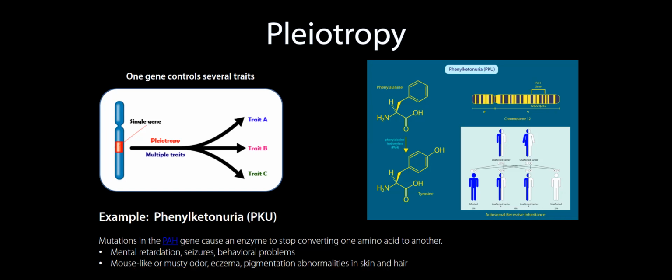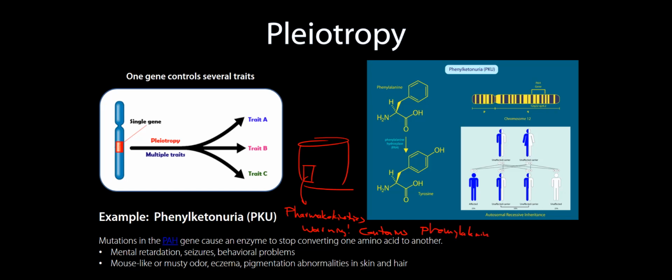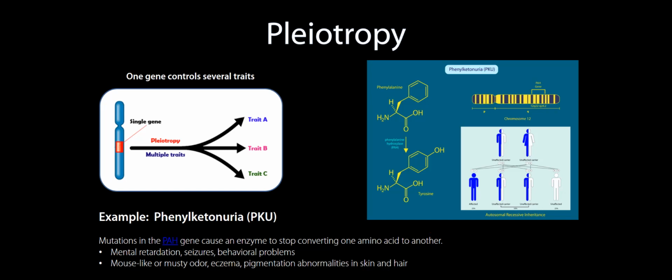Okay, if you've ever looked at a can of diet soda and you look on the label, you might see something that says, warning, contains phenylalanine. Those labels are there to prevent these people from accidentally ingesting too much phenylalanine. Usually you'll see it in anything diet related that has NutraSweet, because NutraSweet is actually a phenylalanine derivative.